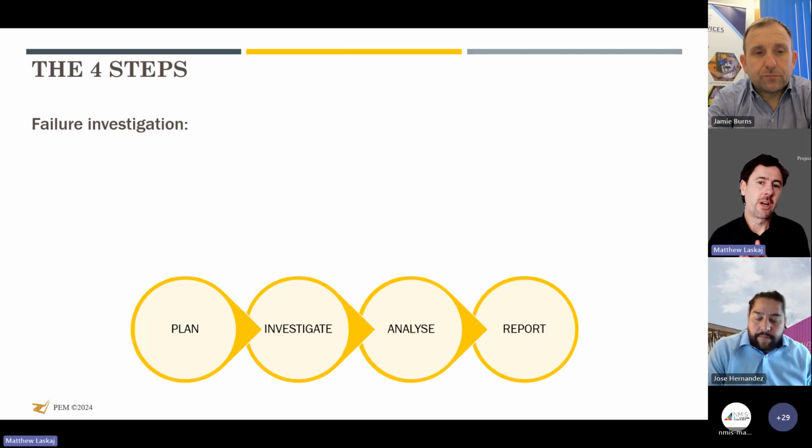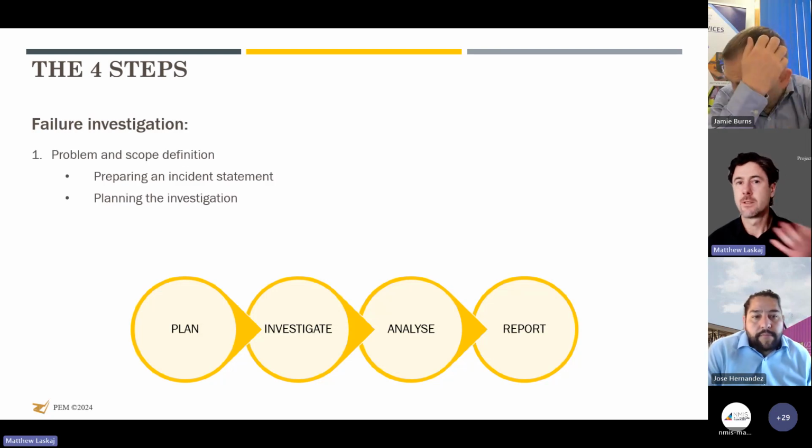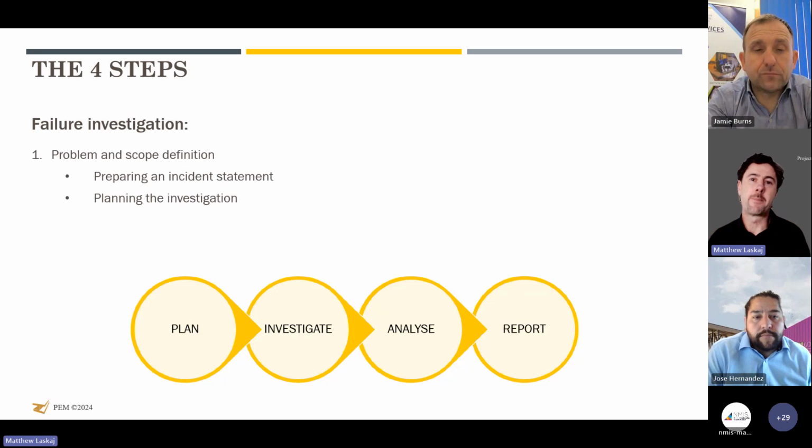So the 4 steps that I generally talk about when I'm helping organizations or doing training courses is this: plan the work, investigate, analyze, and report. And as I mentioned, it's incident statement. What is the background? What is the basis? What is it costing you? Is it time? Is it production? Is it health? Is it safety? Put a plan together for the investigation.